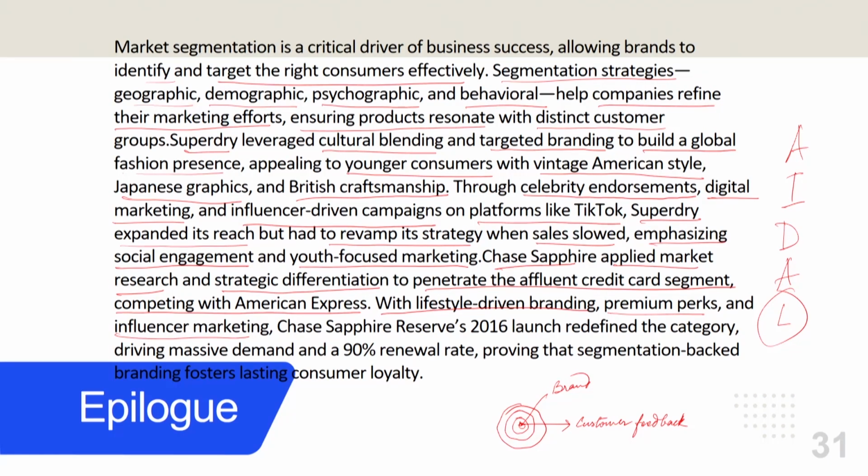And Chase Sapphire Reserve's 2016 launch redefined the actual category, because until then Amex was the one sitting pretty, having to do nothing more than even lift its finger. And this drove massive demand and a 90% renewal rate, which was stupendous for this particular category. And this proved that segmentation backed branding actually fosters customer loyalty.